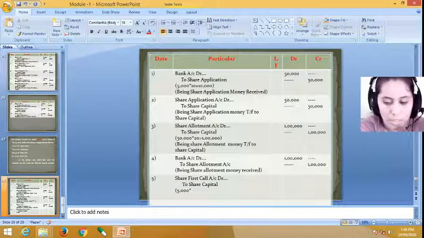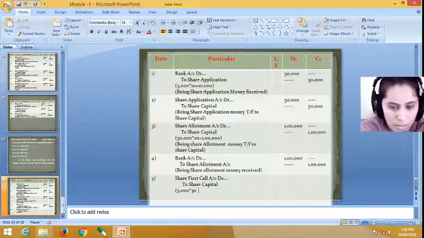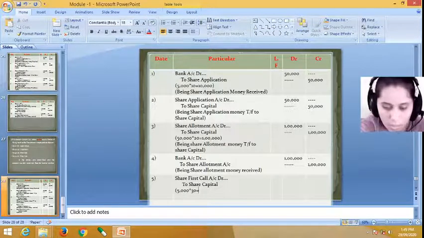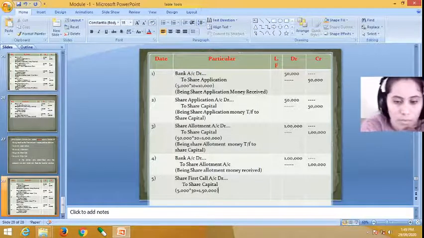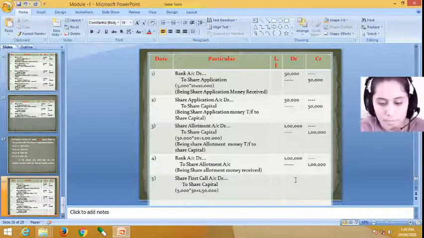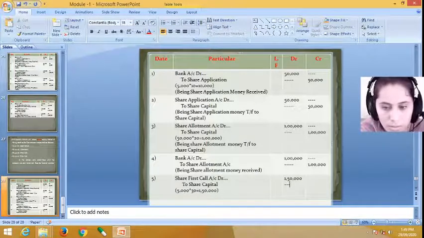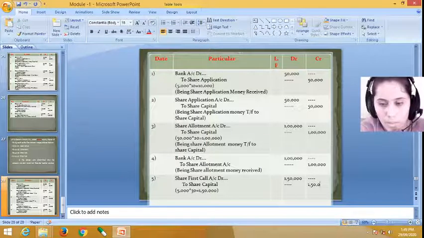So the first call money is 30, and the amount is 1,50,000. Debit 1,50,000, credit 1,50,000.